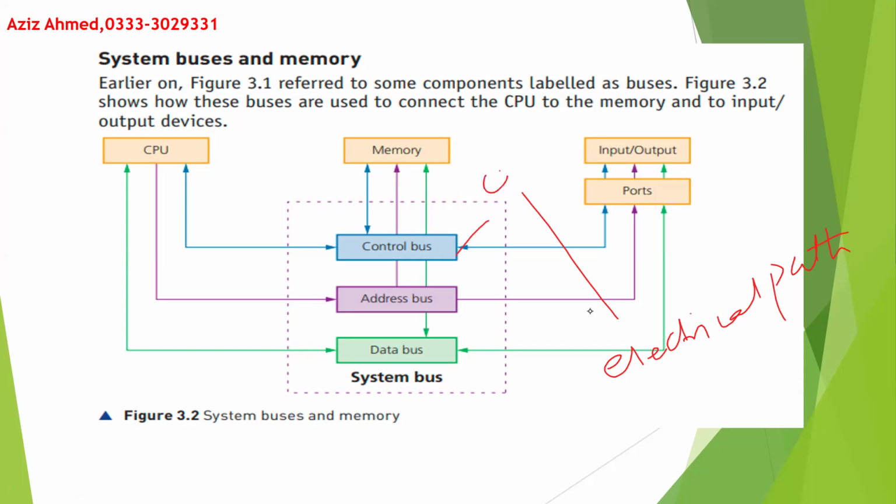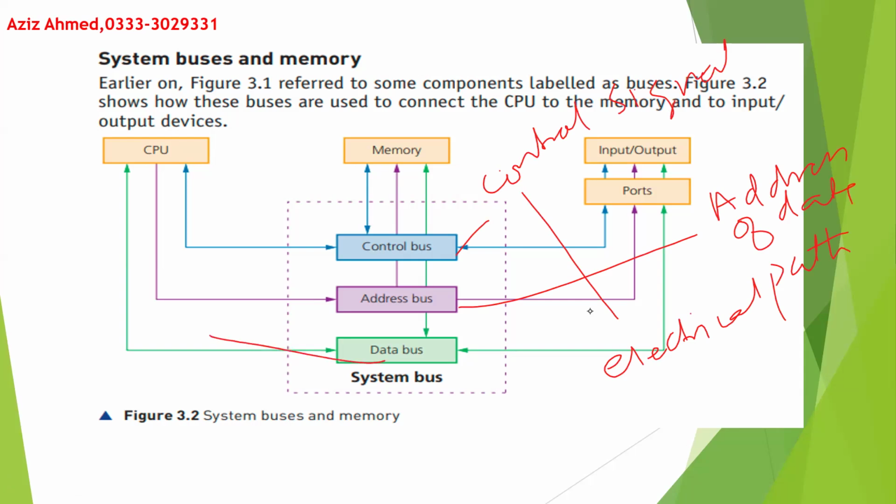The control bus has control signals generated by the CU, the address bus carries the address of data, and the data bus holds the data itself. So buses connect all parts of the computer inside the computer.